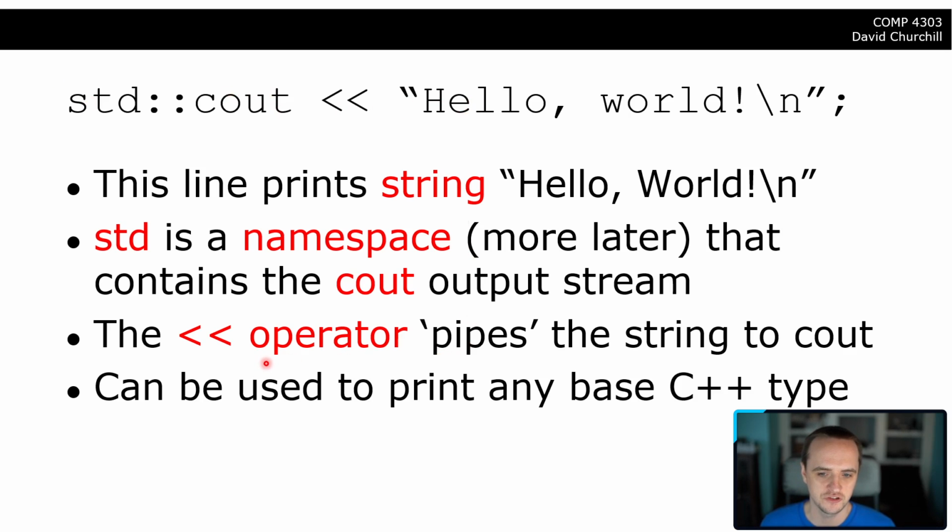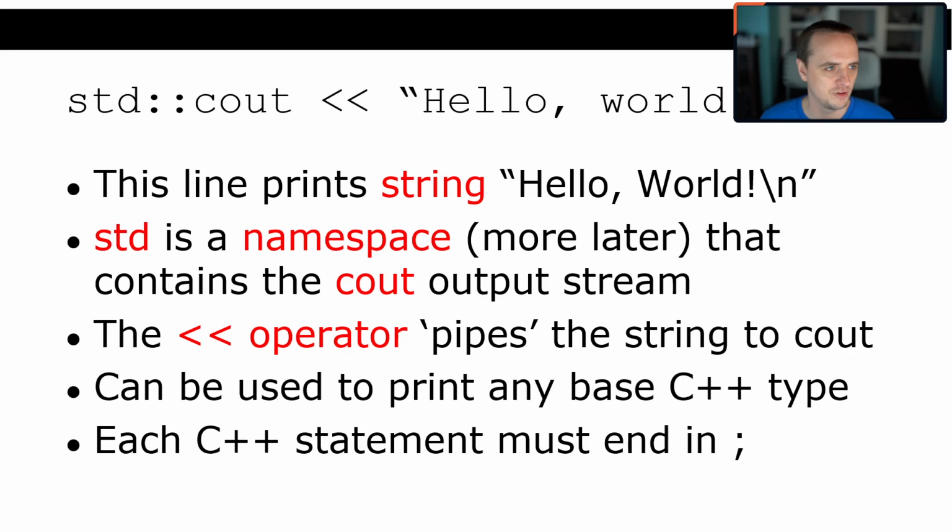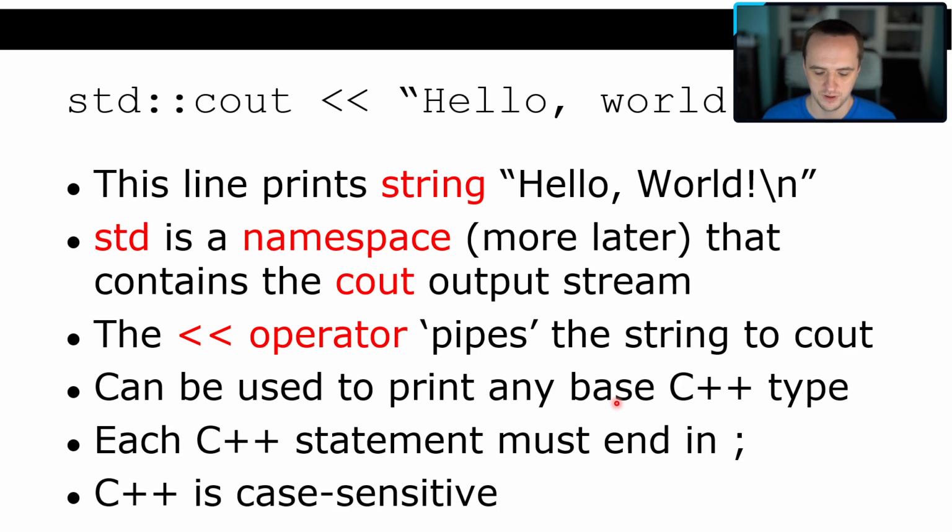And this can be used to print any base C++ type. So if you want to print a string or an int or a double or a float, that can just be sent into cout and that will be printed. Also, each C++ statement must end in a semicolon, and C++ is indeed case sensitive, okay?